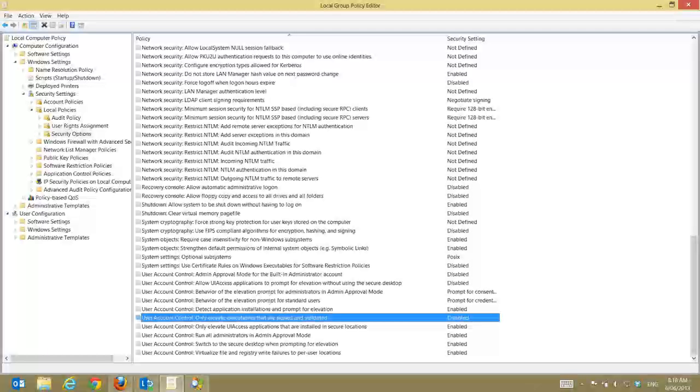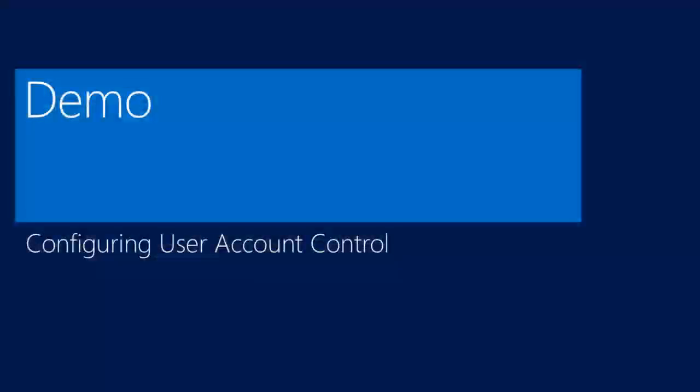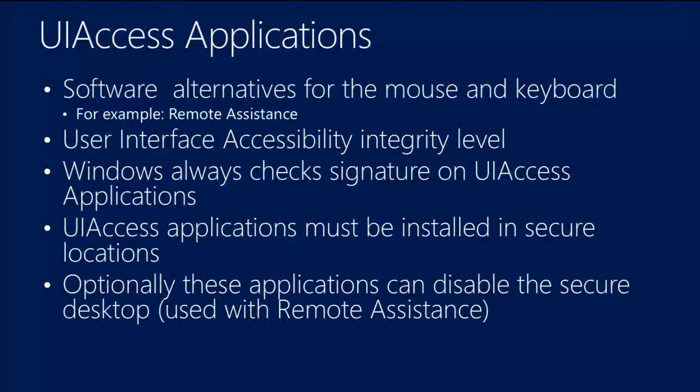Yes. So this list was also mentioning something called UI access application. UI access applications in Windows are special kind of applications that can be used as an alternative for mouse and keyboard access. An example of this is the remote assistance utility that's a part of Windows that you can use as an administrator to help someone on a computer remotely.